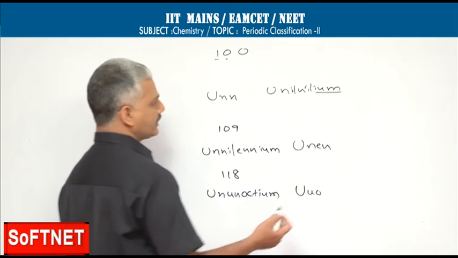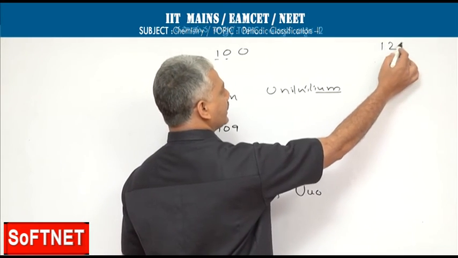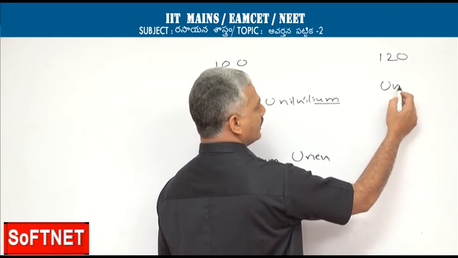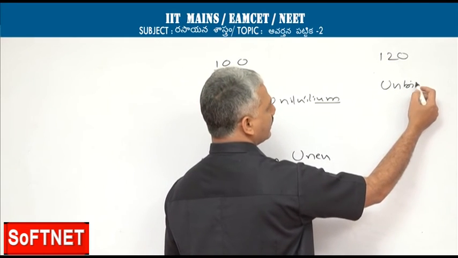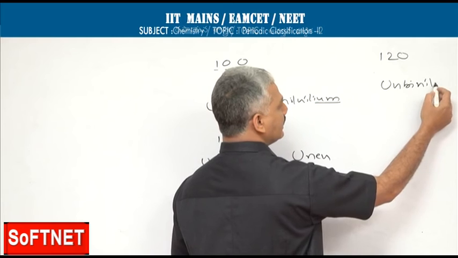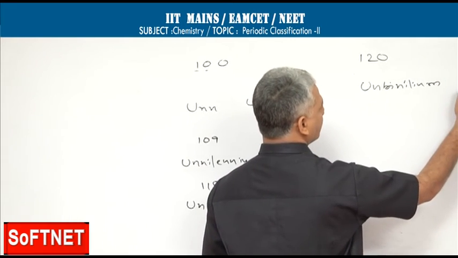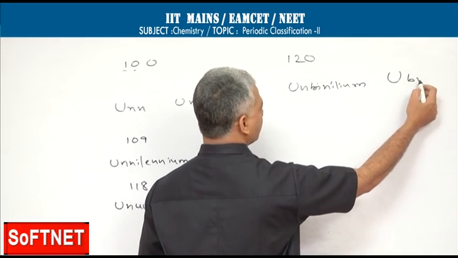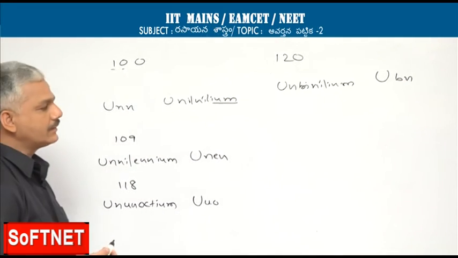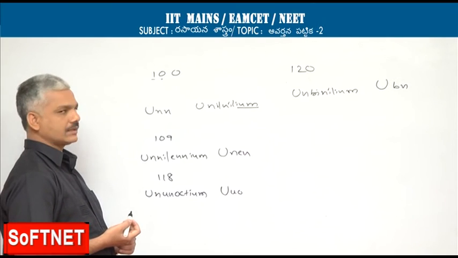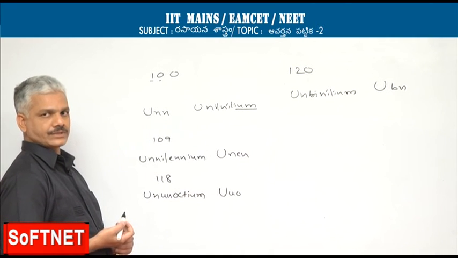Suppose an element's atomic number is 120. It should be called unbinilium. Symbol has to be Ubn. So, this method is particularly useful for elements with atomic number 100 onwards.